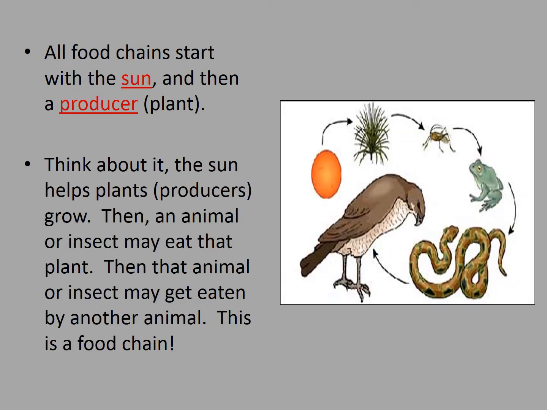All food chains start with the sun and then a producer, which, if you remember, producers are plants. Think about it. The sun helps plants, producers, grow. Then, an animal or insect may eat that plant. After that, the animal or insect may get eaten by another animal. This is a food chain. And you can see an example in the picture on this slide.